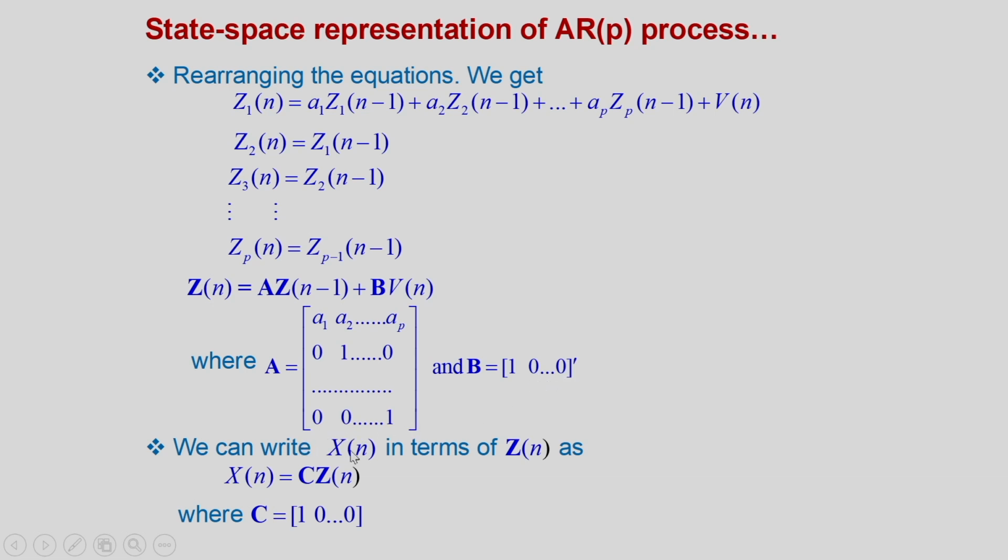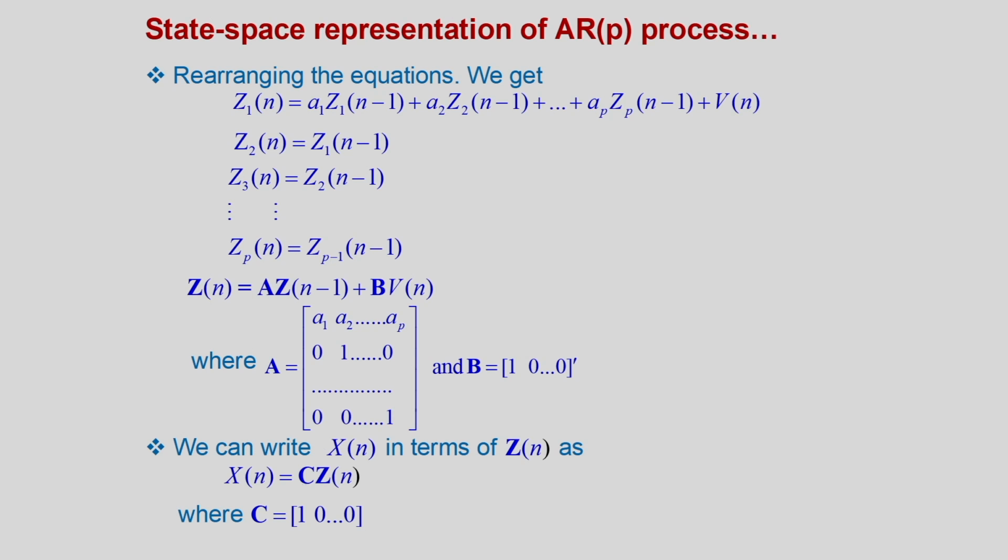We can also write xn in terms of Zn. Suppose we have to write xn in terms of Zn, then we can write xn is equal to actually Z1n. So, that way if we write C is equal to 1, 0, 0 up to 0, all the remaining elements are 0. If we consider C to be this matrix, this is a row vector actually, then xn will be C times Zn.